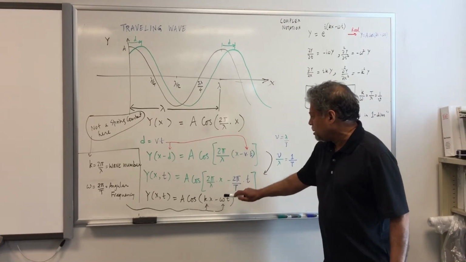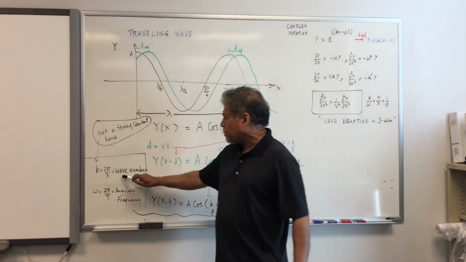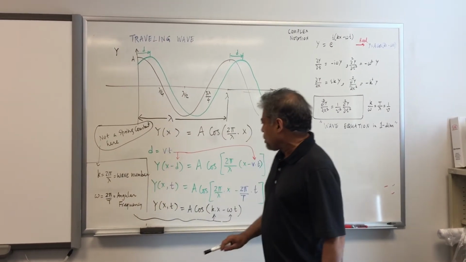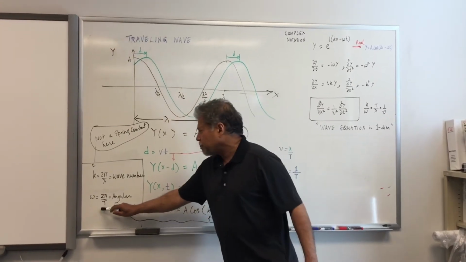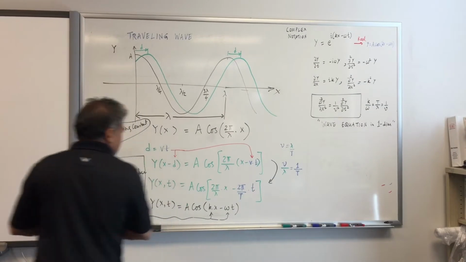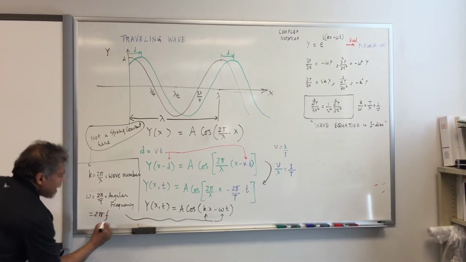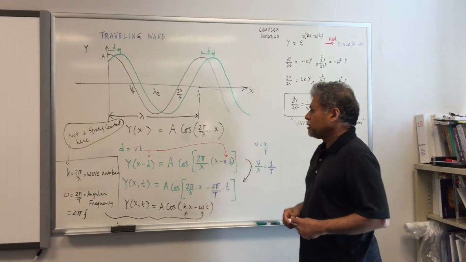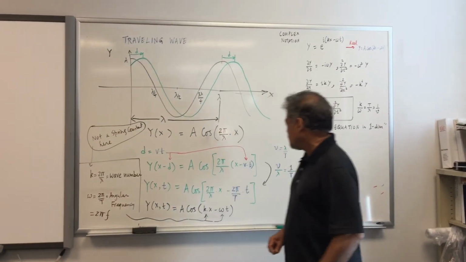So then we can redefine the 2 pi over lambda as k, the wave number, which by the way is not the same as the spring constant. And omega is 2 pi over T, the period, which is the angular frequency. By the way, this can also be written as 2 pi times f. f is the frequency. Most people write that in hertz. So omega is in radians per second, whereas f is in hertz.